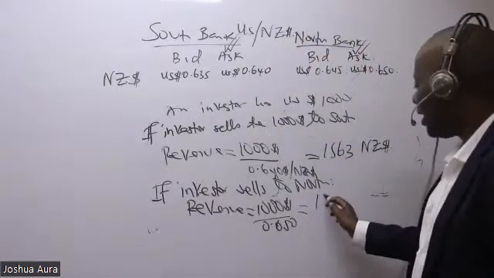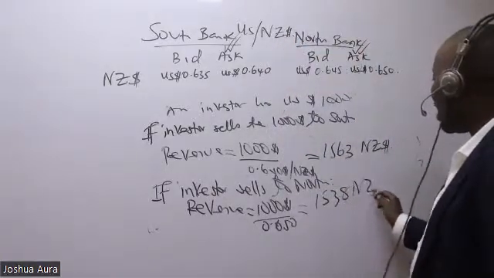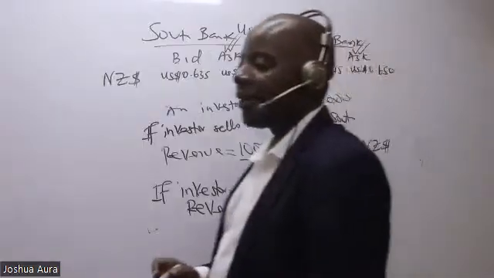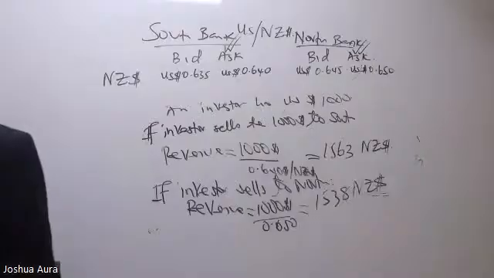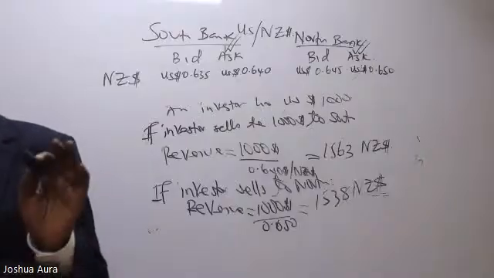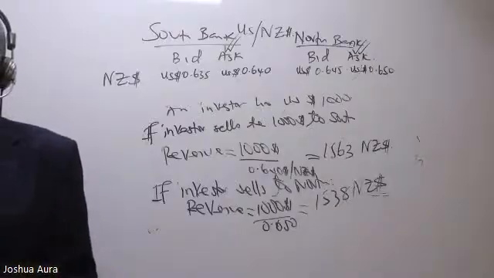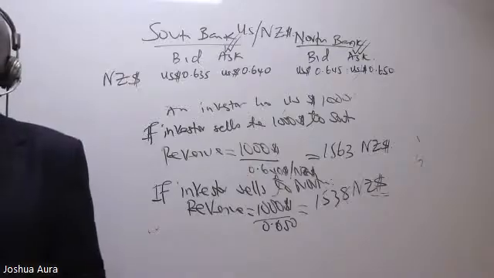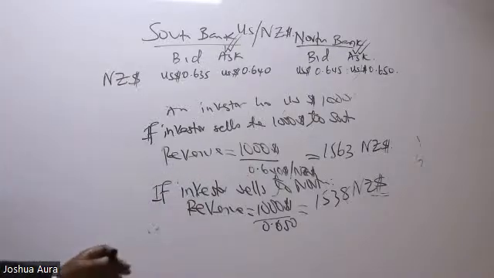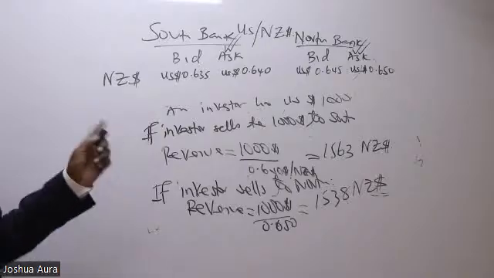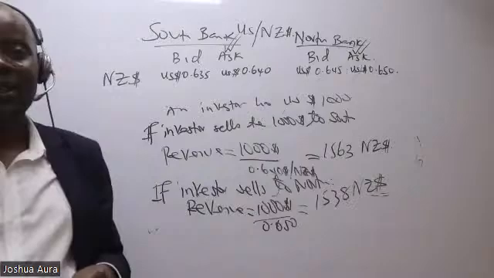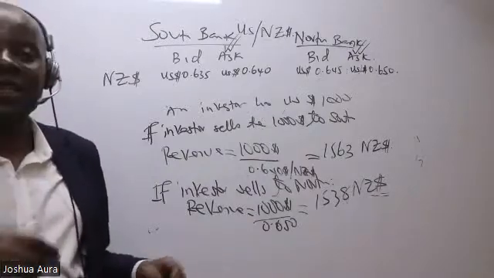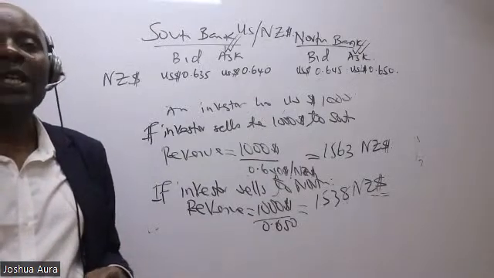1538. Where are you better off? You as an investor, where are you better off between the two? We are better off in South. We are better off selling our $1,000 to South because we fetch a higher amount.